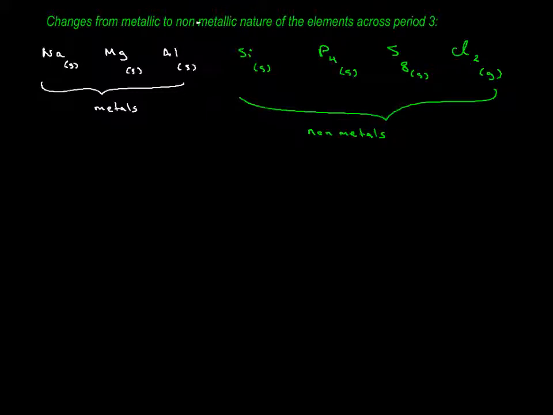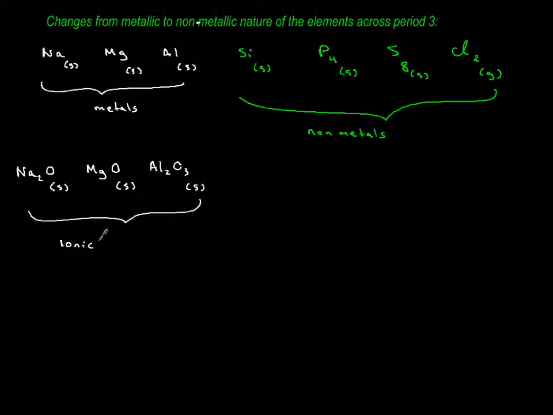Now let's see what happens to their oxides. You should be able to write their formulas at least. Sodium oxide is Na2O, magnesium oxide is MgO, aluminum oxide is Al2O3. What is their state at room temperature? They are solid. Why? Because these are ionic.